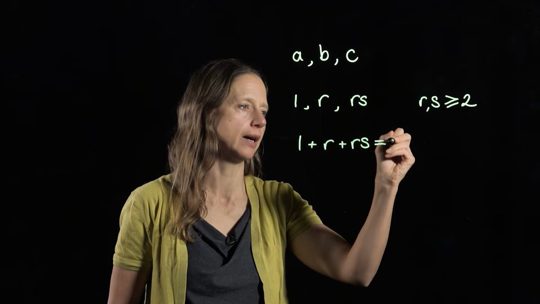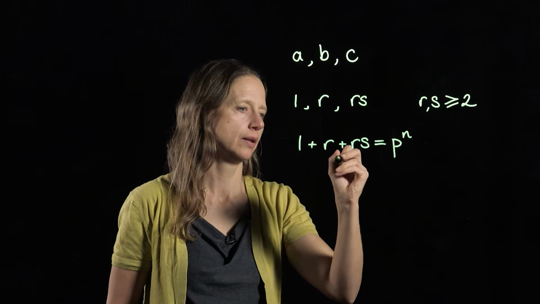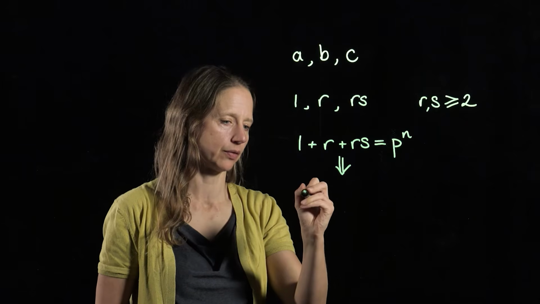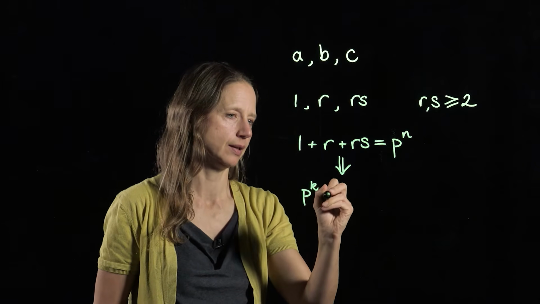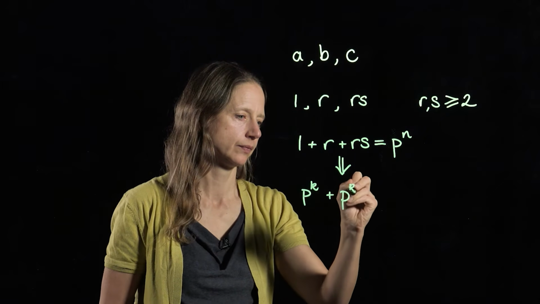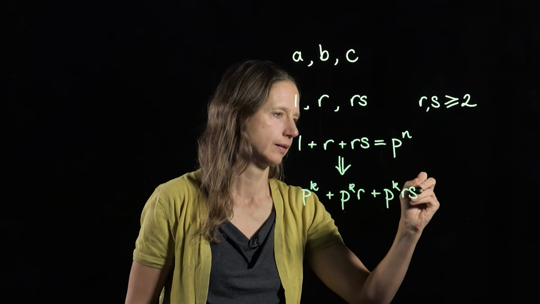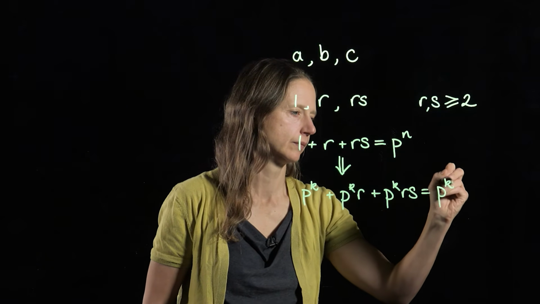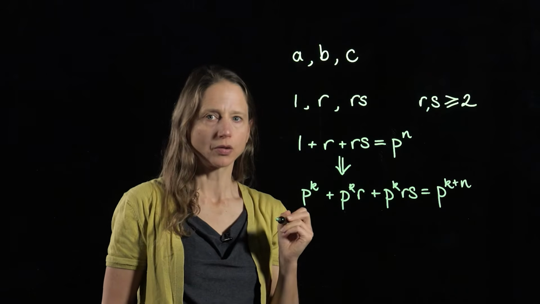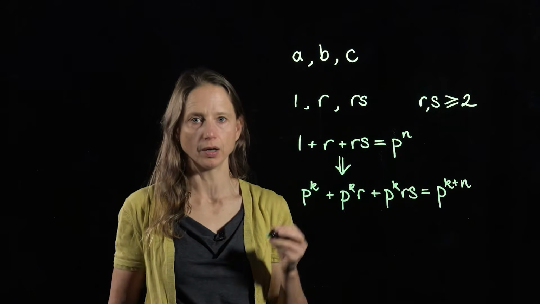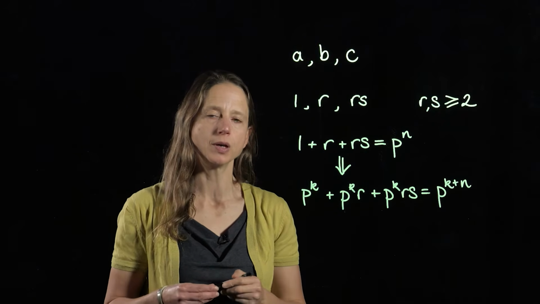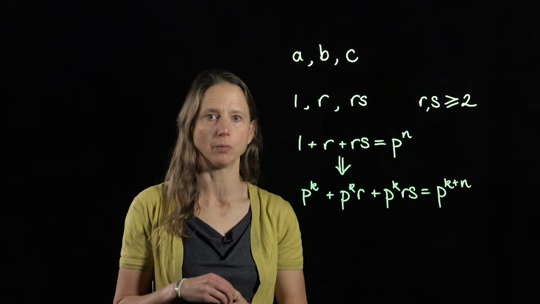Now, if this ramp sums to give a power of a prime, we can then multiply through by p to the k to get a higher power of a prime. And so you can see that once we've shown that this works for a power of a prime, we know that all higher powers of the same prime will work as well.